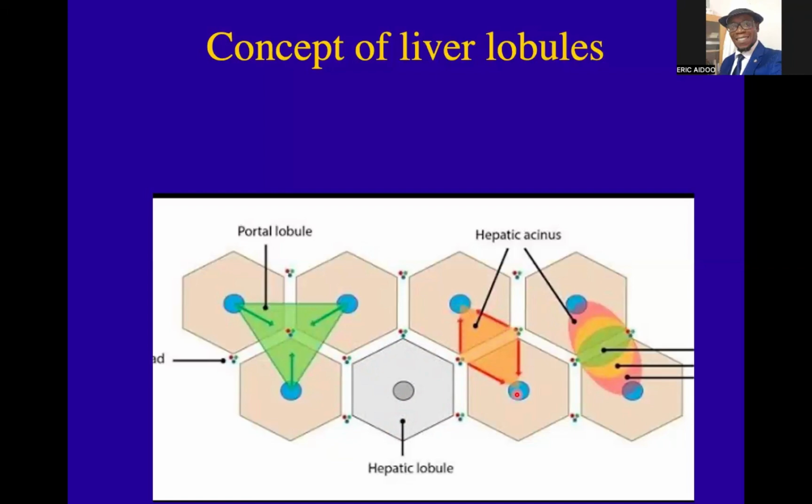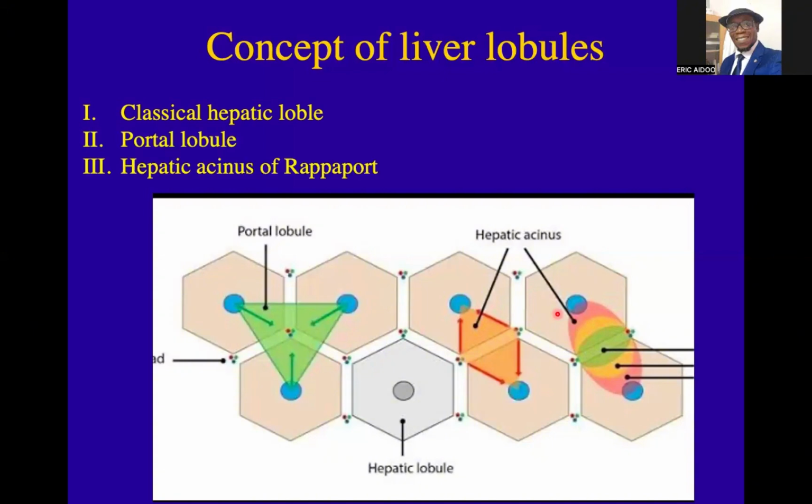the central vein instead. So you have these zones, three zones, zone 1, zone 2, and then zone 3. The green region is an indication that there's a lot of blood. And obviously, if the blood is also coming with toxins, that is the area that will be affected most, then followed by zone 2 and then zone 3. So these are the types of concept of liver lobules: classical hepatic lobule, the portal lobule, and the hepatic acinus of Rappaport.